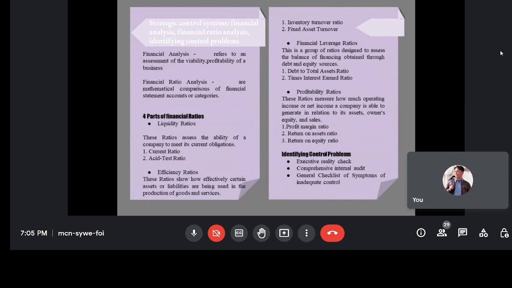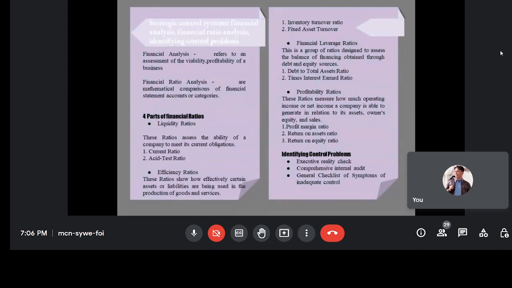So, identifying control problems. How do we identify and control problems? First is the executive reality check. Top managers periodically work at a lower level job to become more aware of operations.